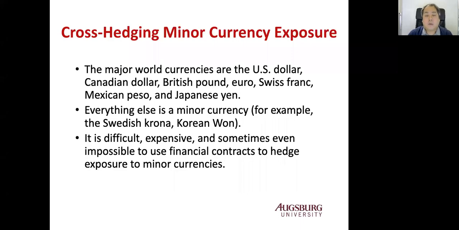Now let's look at the various different types of exposures you can do. So first of all, cross-hedging minor currency exposure. Basically, US dollar, Canadian dollar, British pound, euro, Swiss franc, like a major world currency is easy to hedge. But everything else is basically minor currency. For example, Swedish krona, Korean won. So all the minor currencies is difficult, expensive, sometimes even impossible to use this financial contract to hedge exposure to minor currencies. So in these cases, you can use the cross-hedging.